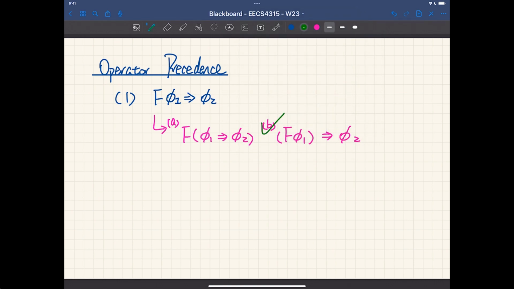If you're doing your lab, or more generally, if you're using the verification tool, if you really meant A, in that case, you cannot write just like this without any parentheses. You have to use parentheses to really enforce the order of evaluation.